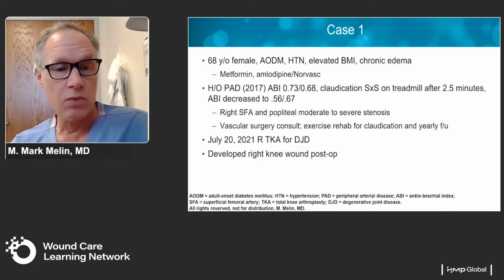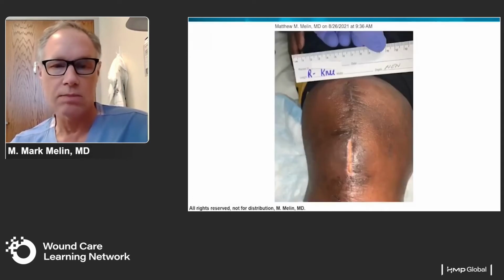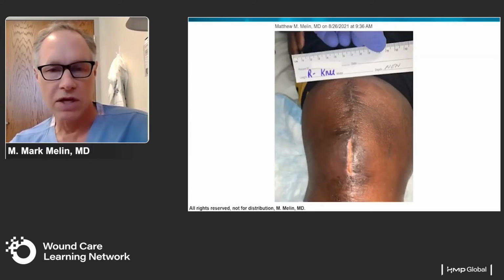Now, in July of 2021, the patient underwent a right total knee arthroplasty for degenerative joint disease and developed a right knee wound postoperatively, as demonstrated here. So you can see the element of interstitial edema that's present. You can see the open wound, and of course, there's a relatively fresh total knee arthroplasty underneath that, which then has an elevated risk for developing an infection.